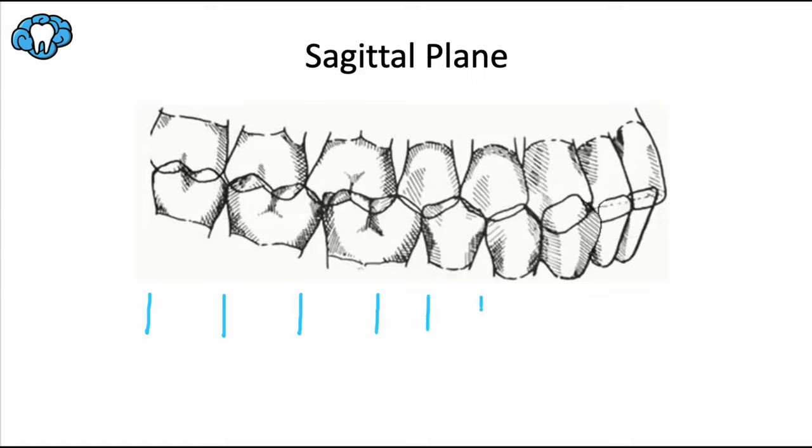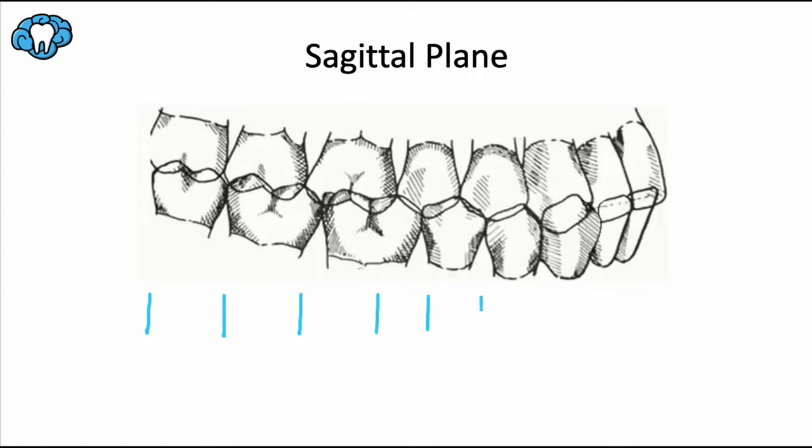So in an ideal class 1 occlusion, which is what this is showing, the maxillary canine, this tooth right here, is the only tooth that contacts both an anterior and a posterior antagonist. So these are all the anterior teeth, and then these are all the posterior teeth, premolars and molars. And so the maxillary canine, not the mandibular canine, the maxillary canine is the only tooth that contacts both an anterior tooth and a posterior tooth in an ideal class 1 occlusion.